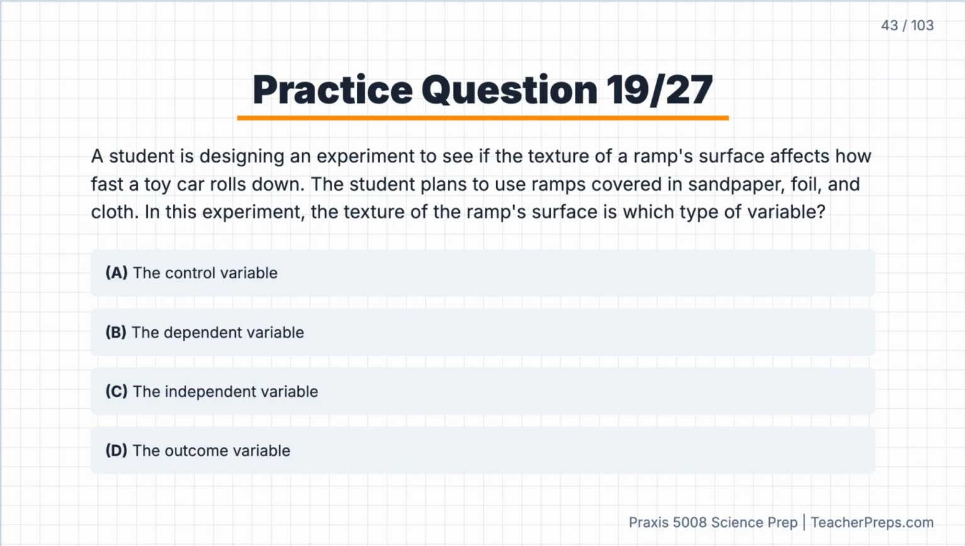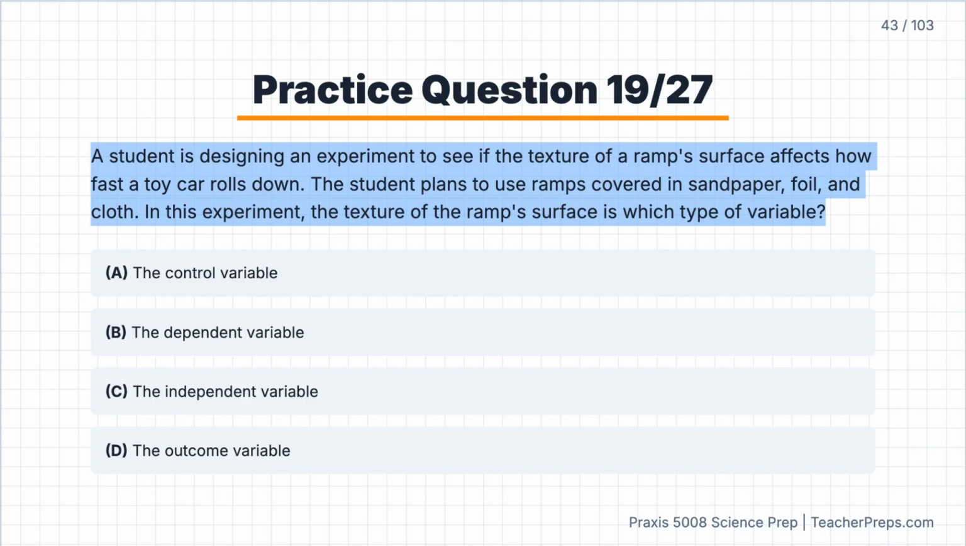All right, we have question number 19. This one asks, a student is designing an experiment to see if the texture of a ramp surface affects how fast a toy car rolls down. The student plans to use ramps covered in sandpaper, foil, and cloth. In this experiment, the texture of the ramp surface is which type of variable?